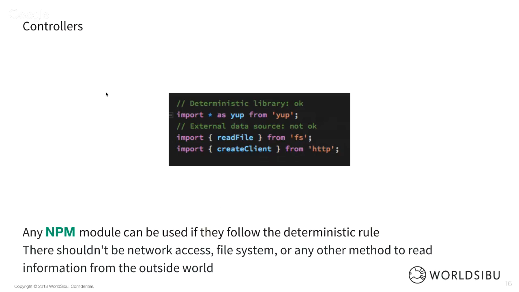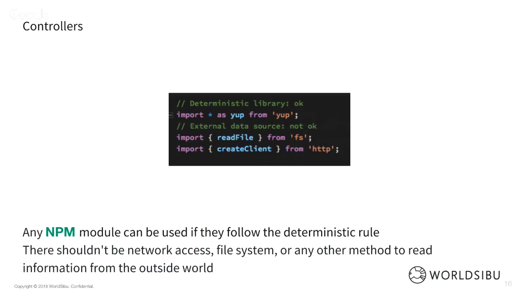Okay. On the controllers, you can pretty much use any npm module that you have available. You just have to stick to the limitations that I described before. So, for example, if you're trying to import a new library that uses random numbers or that uses dates, it cannot be used because it will generate problems when you send transactions to the network.